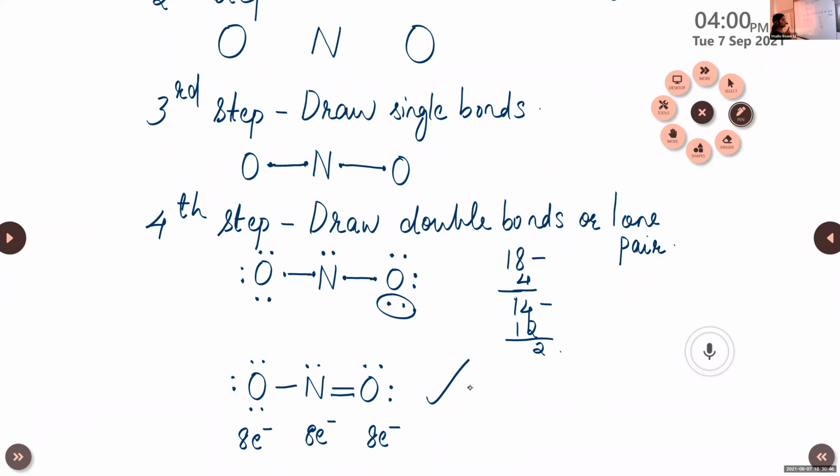Fourth step: after drawing the single bonds, we can either draw double bonds or lone pairs. Okay, so we will start with lone pairs. Already 4 electrons are shared in the bonds, so the remaining is 14 electrons, right? So we can draw these 14 electrons.